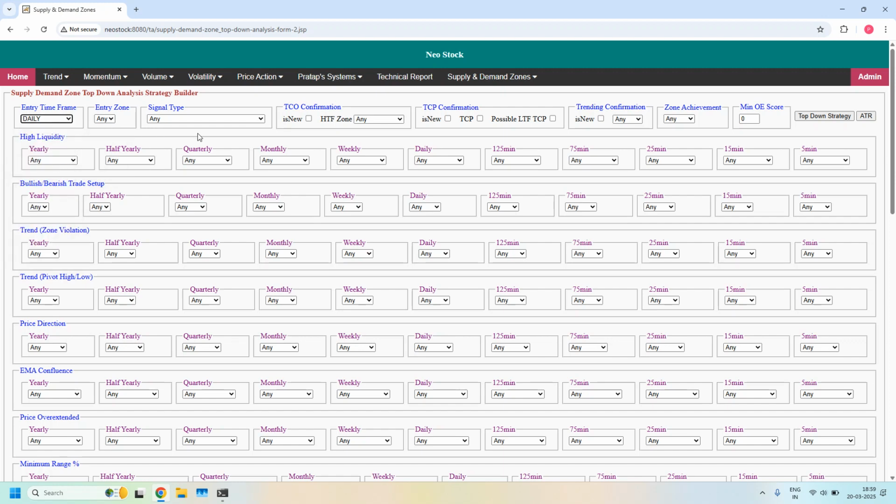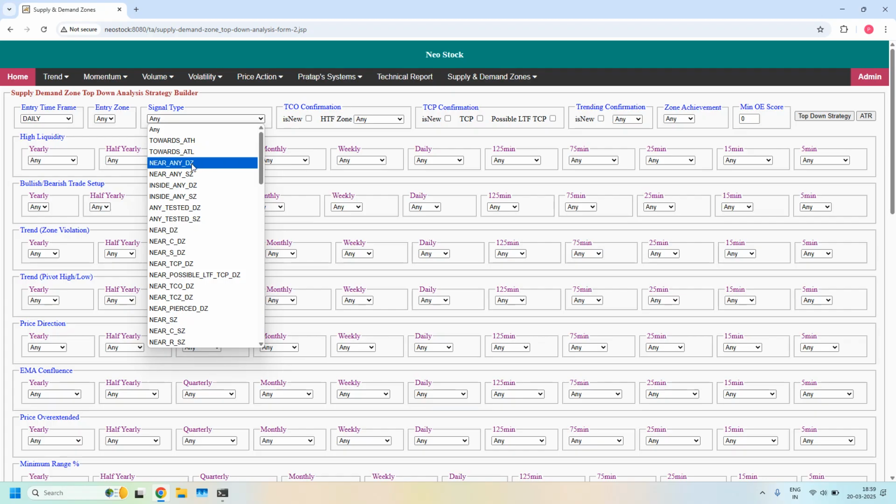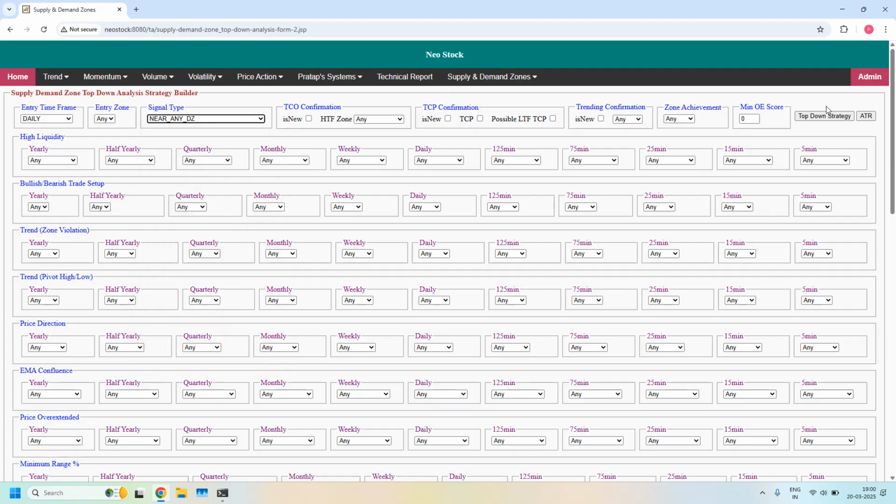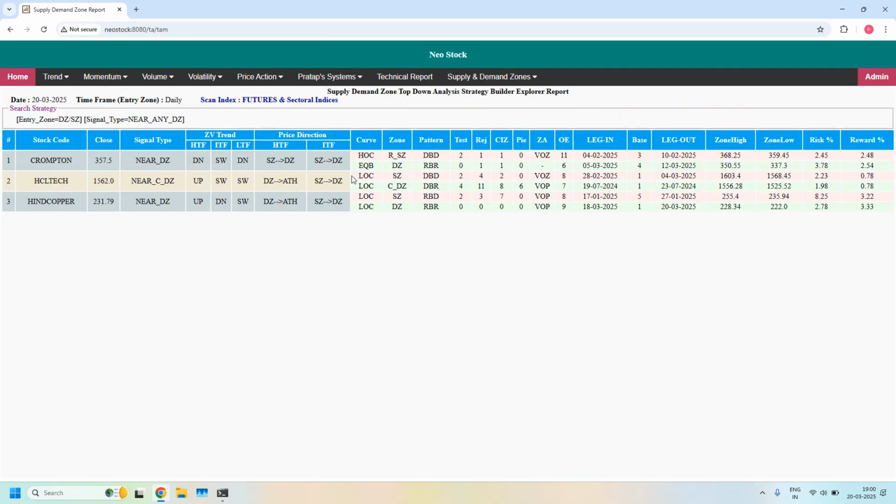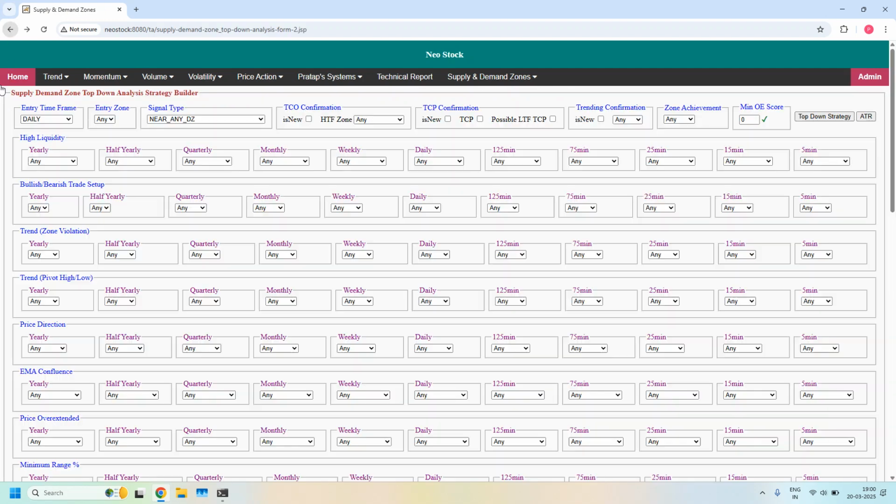Starting with daily time frame, stocks near daily demand zone. We got 3 stocks. HCL Tech is a pierced zone, pierced 6 times. If anybody is interested in pierced zone strategies, you can look into this stock. So we don't have any valid high liquidity daily demand zones from this list.